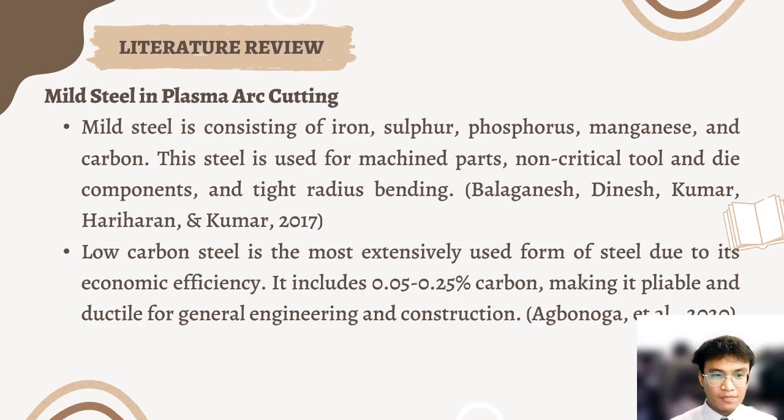The next one is mild steel in plasma arc cutting. Mild steel consists of iron, sulfur, phosphorus, manganese, and carbon. This steel is used for machine parts, non-critical tool and die components, and tight radius bending. Low carbon steel is the most extensively used form of steel due to its economic efficiency, including 0.05 to 0.25% carbon, making it pliable and ductile for general engineering and construction.